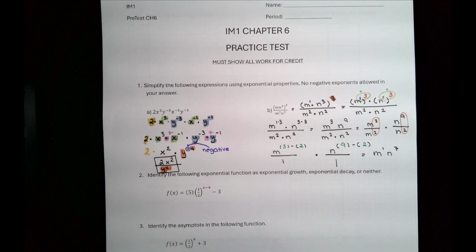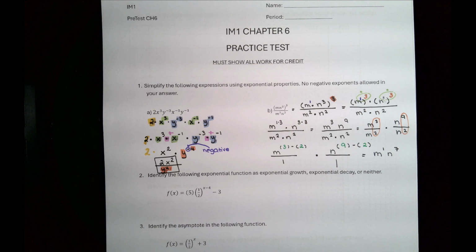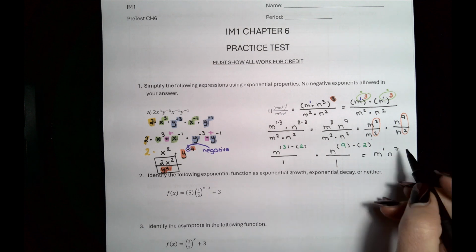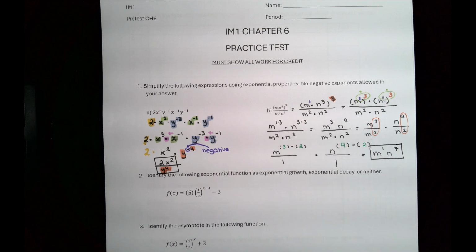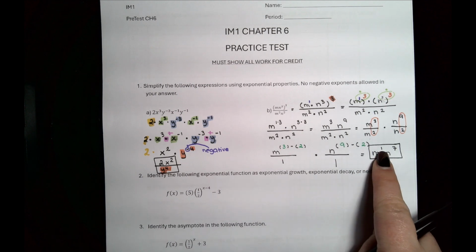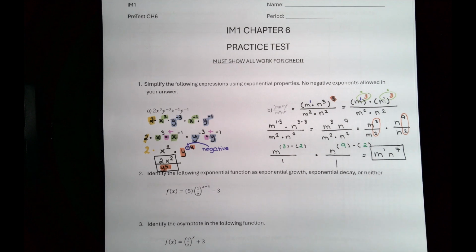And I'm going to ask myself, do we have any negative exponents in this answer? And no, nothing's negative. Therefore, we are done. Remember, negatives are not allowed in your answer. If you want to eliminate that one and just put m, that's okay as well. Moving on to question number 2.